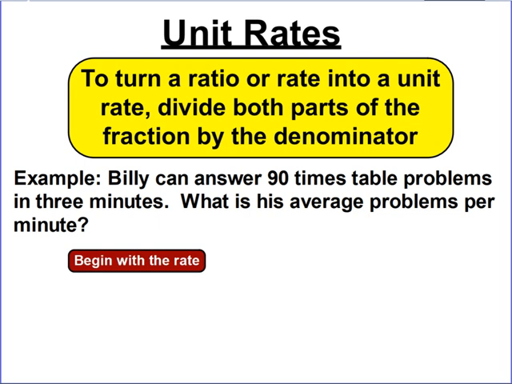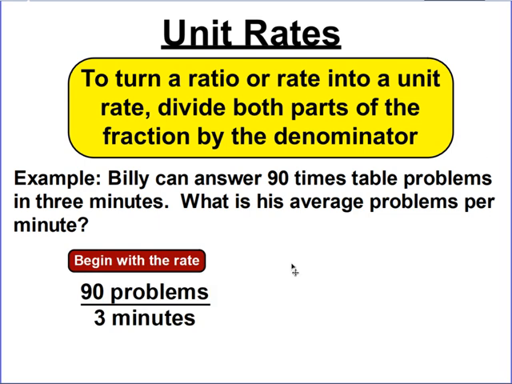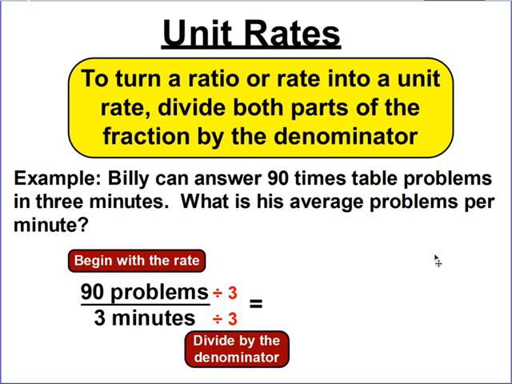So let's start by writing a ratio. What he can do is he can solve 90 problems in 3 minutes. That's a rate. It's a ratio, but you call it a rate because the numbers have labels after them. He can do 90 problems in 3 minutes. Now let's find a unit rate. A unit rate is when we divide both of these numbers by whatever the denominator is. If the denominator is 3, that's what we're dividing by. We're dividing it by 3. And we're also dividing the numerator by 3.